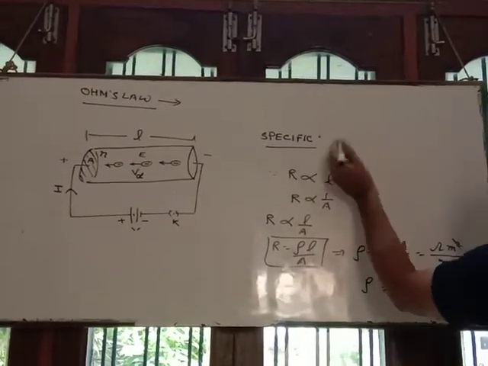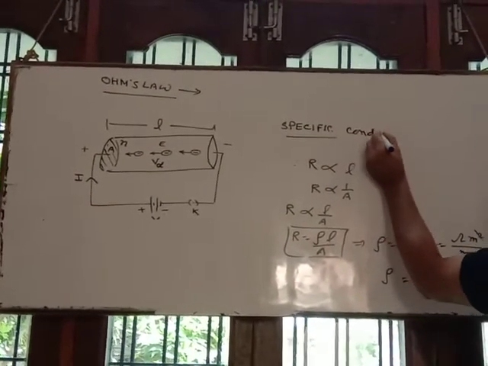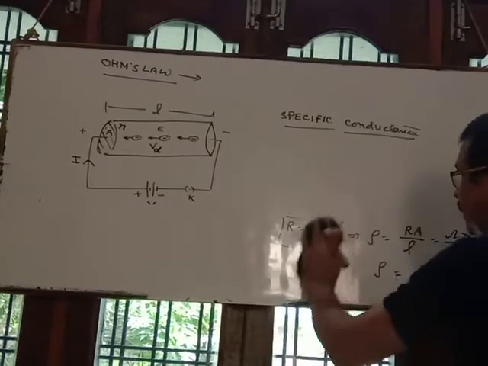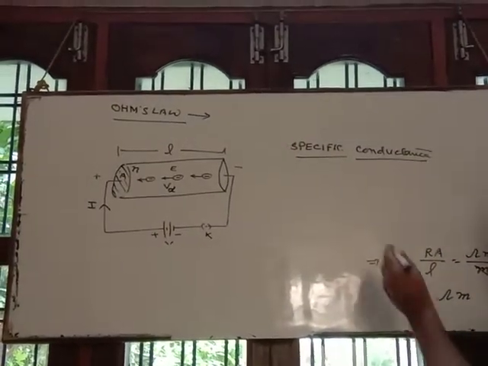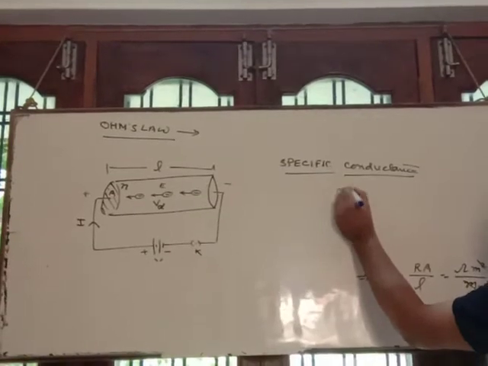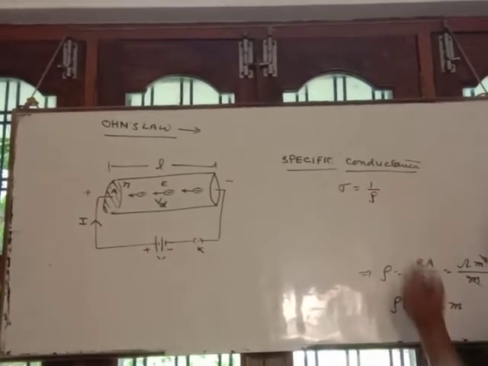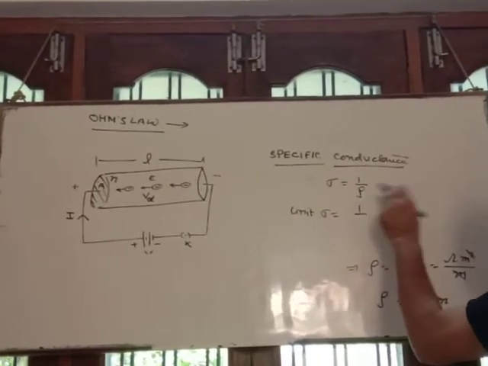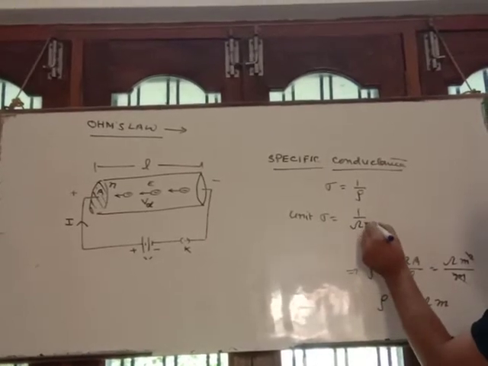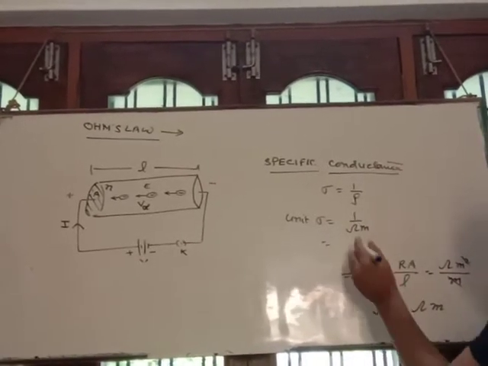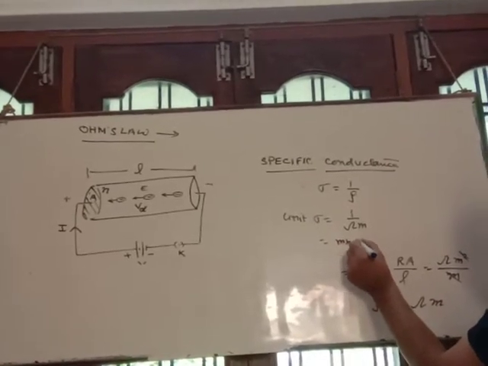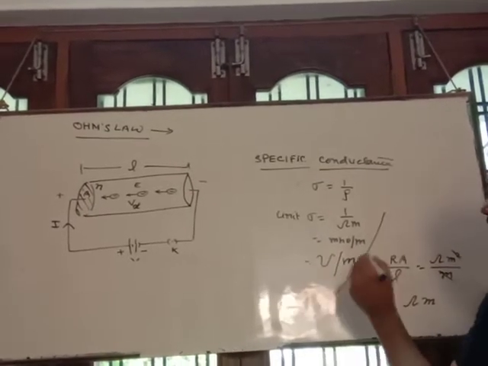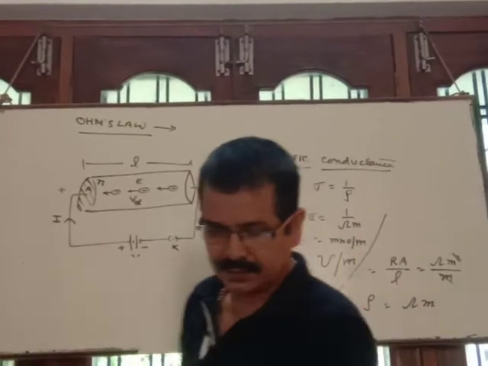Then specific conductance. Specific conductance is the reciprocal of specific resistance. It is denoted by sigma. Sigma is equal to 1 upon rho. So what is the unit of sigma? That is 1 upon the unit of specific resistance, that is ohm meter, so 1 upon ohm meter, or you can say mho per meter, or you may say Siemens per meter. So this is the unit of specific conductance.